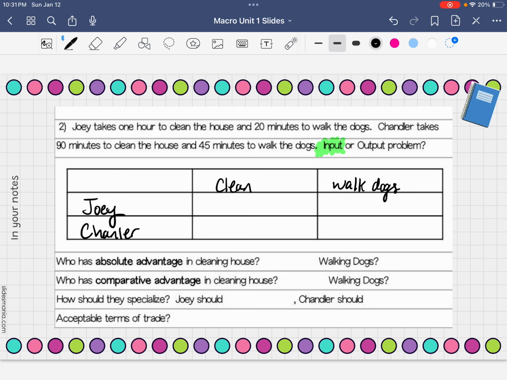Sorry, friends. All right, Joey takes 1 hour to clean the house, and 20 minutes to walk the dogs. This boy takes 90 minutes to clean the house and 45 minutes to walk the dogs. I noticed one problem immediately, right off the bat: hour versus minute. We need them all to be in the same currency. So we're gonna do that real quick.